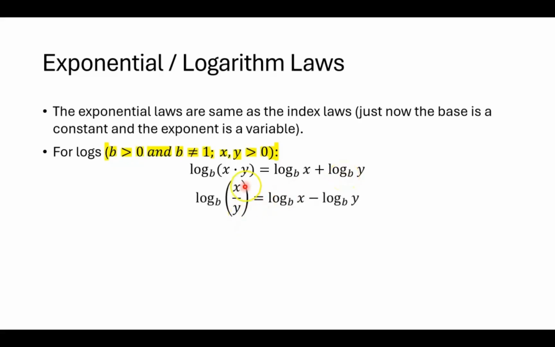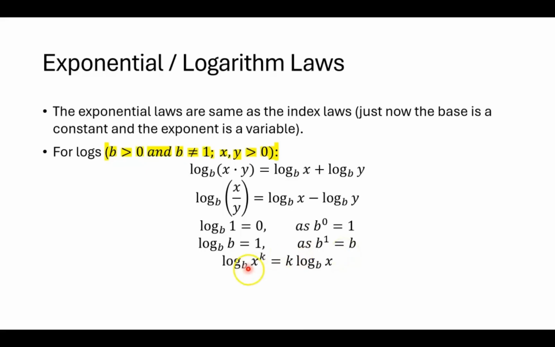The second one is very similar. It's just you have division instead of multiplication, and it's basically the opposite thing. You just swap this addition sign into a subtraction sign. The next one is a fact you need to remember. Log of any base b of 1 is 0. This is because b to the power of 0 is 1. So you have this identity here. And the next identity is log of base b of b is 1. And this is pretty obvious, as b to the power of 1 is just b.